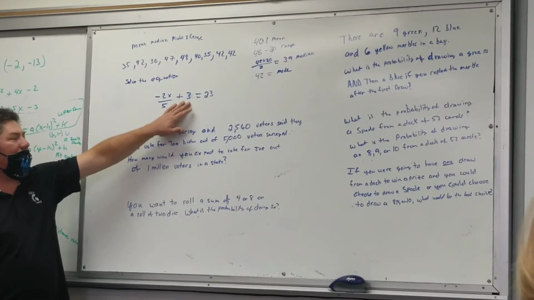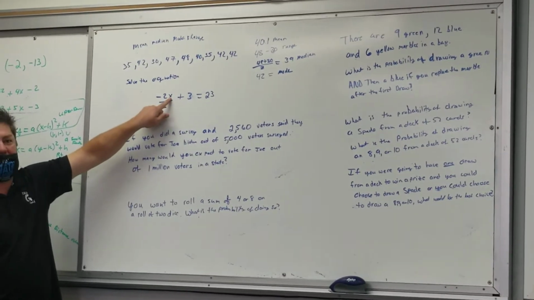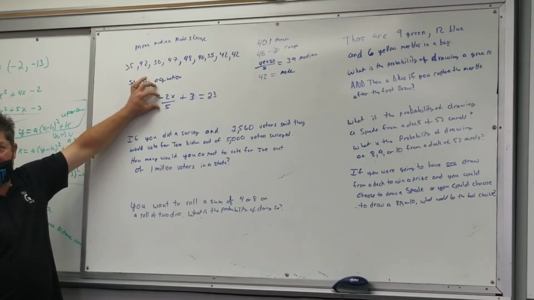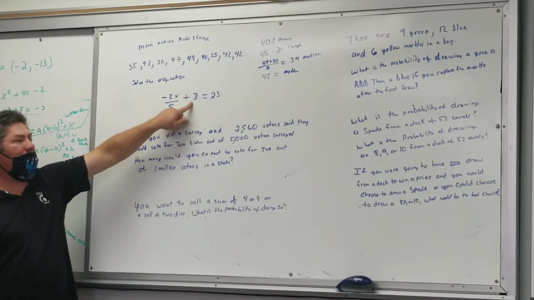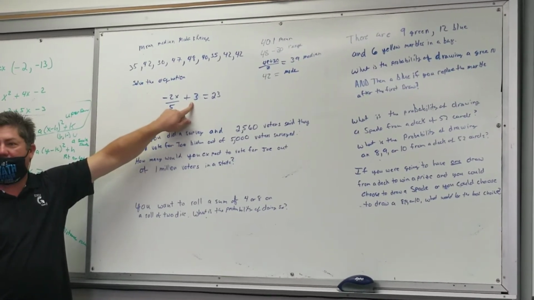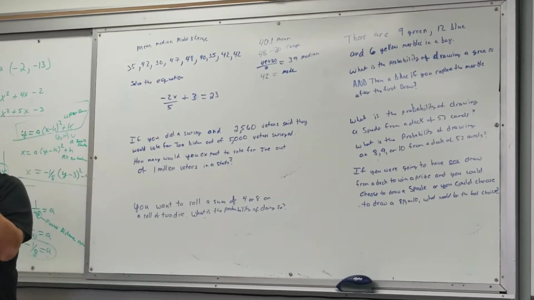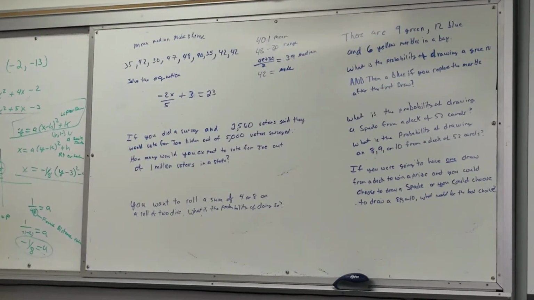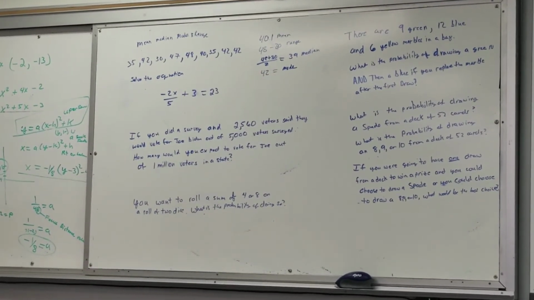So you gotta think, I wanna get this x by itself, I gotta get rid of the negative 2/5 in front of it, and I gotta get rid of the 3 behind it. Everybody with me on that? Those are the two things you gotta do. You gotta try and get the x by itself. I'm gonna do that by getting rid of those things. Which one should I get rid of first?